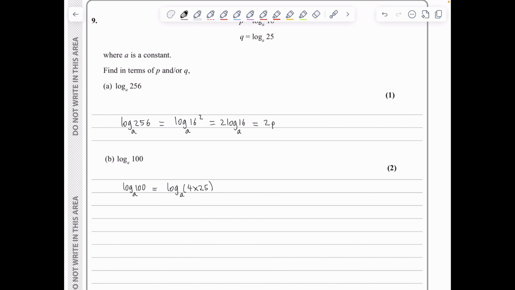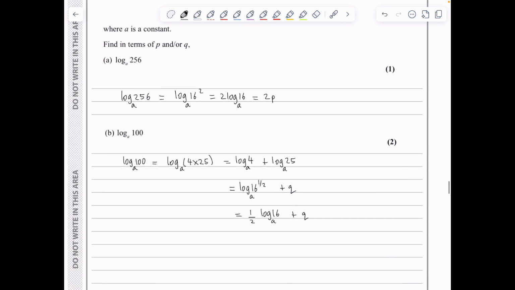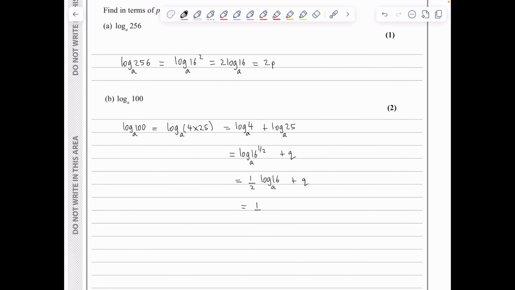This allows me to split this into the log of 4 base A plus the log of 25 base A. And we know that 4 is the square root of 16, so this is log of 16 raised to the power of a half base A. And of course, log of 25 base A is simply Q. So I've got a plus Q here. So we're looking at a half log of 16 base A plus Q. Log of 16 base A is P, so this is simply a half P plus Q.